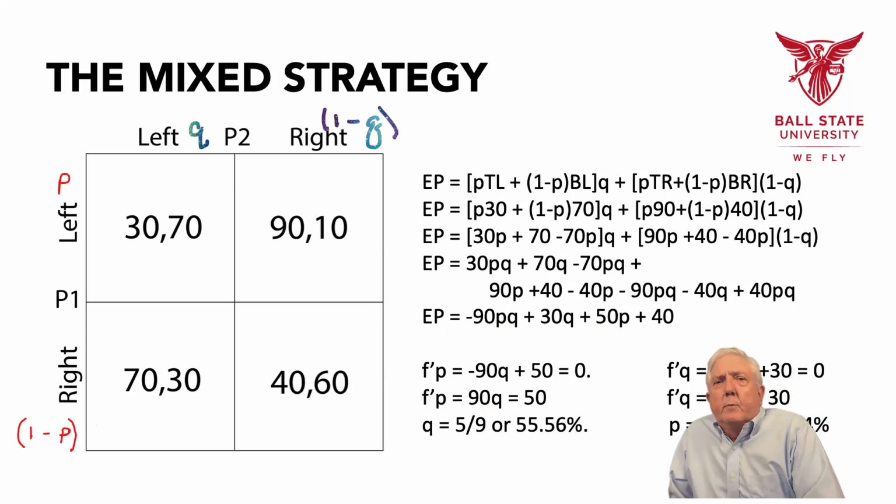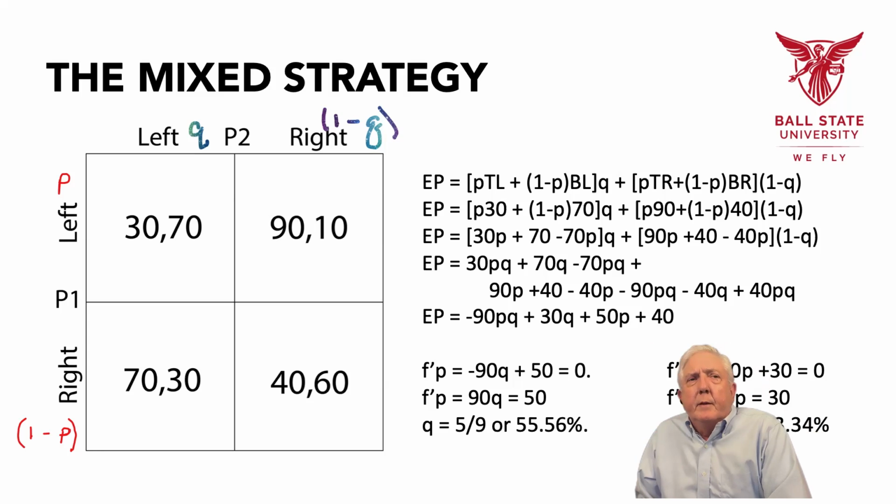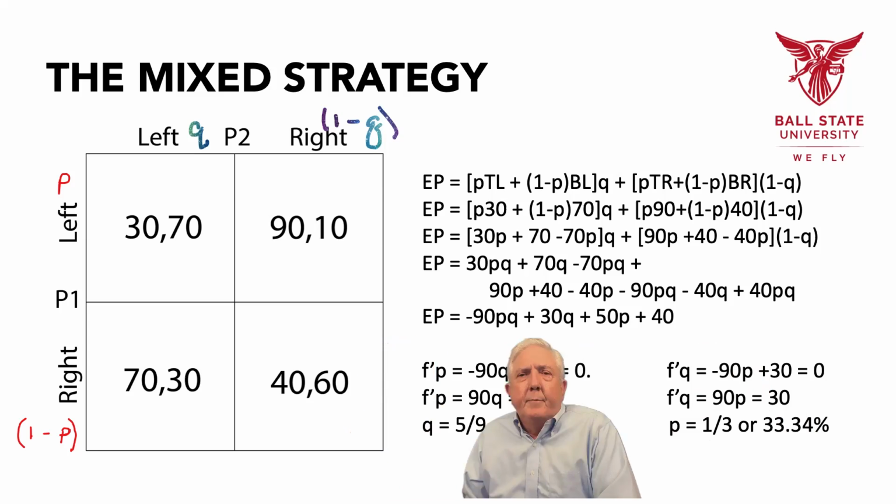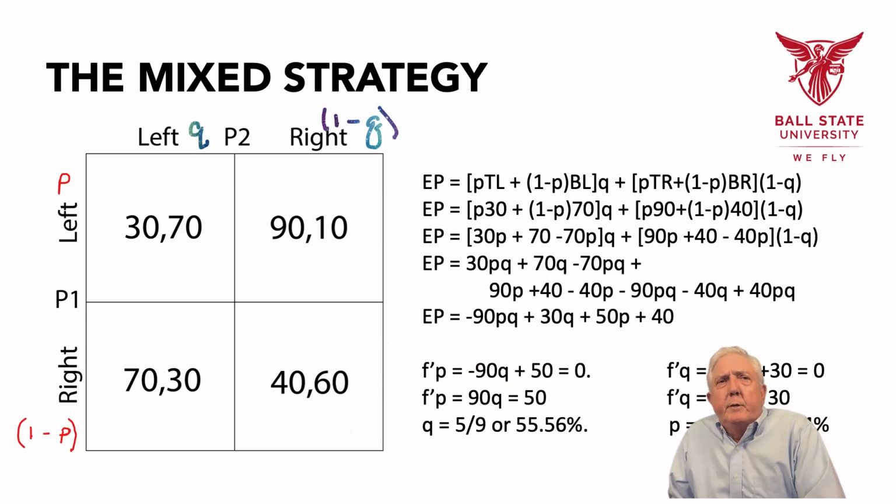So my best strategy, if I'm the kicker, is to kick left 1/3 of the time. And that means how often do I kick right? 2/3. And if I'm the goalie, I should block left 55.56% of the time and block right 44.44% of the time. Roughly 50/50. That is the optimal strategy.